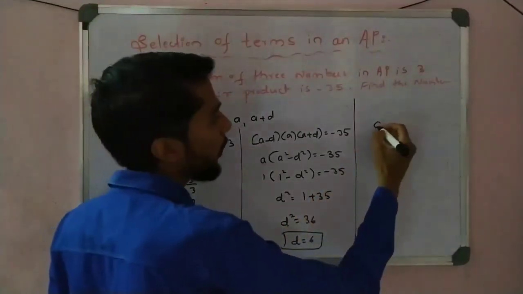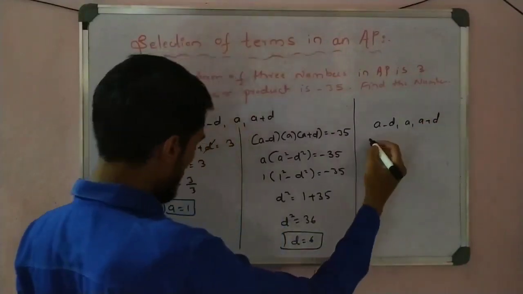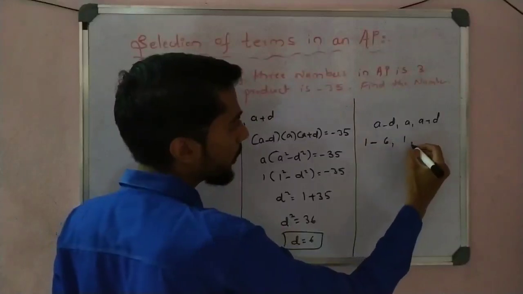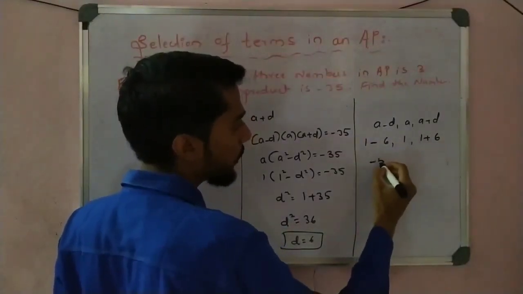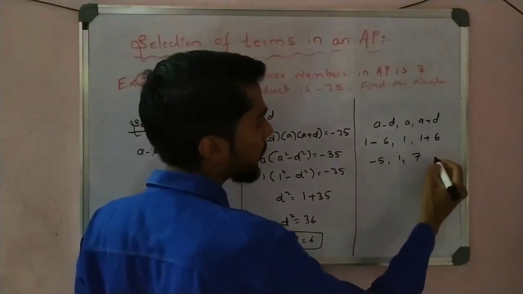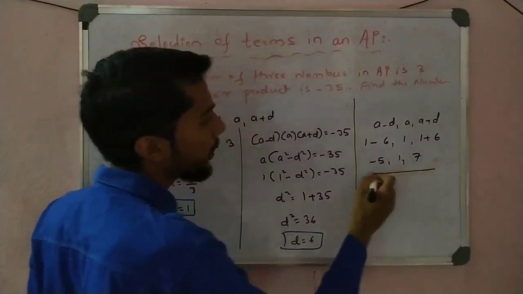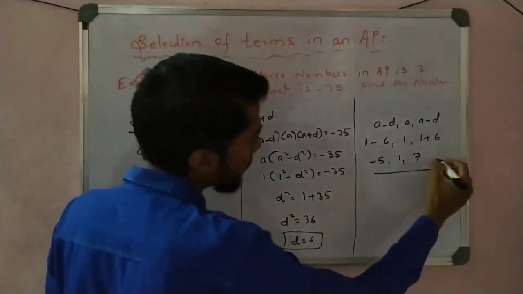Right? So therefore a minus d, a and a plus d. So a is equal to 1, d is equal to 6, a is equal to 1 and a plus d is equal to 1 plus 6. So that is minus 5, 1 and 7. Okay, so you get the solution minus 5, 1 and 7. So this is the correct answer.